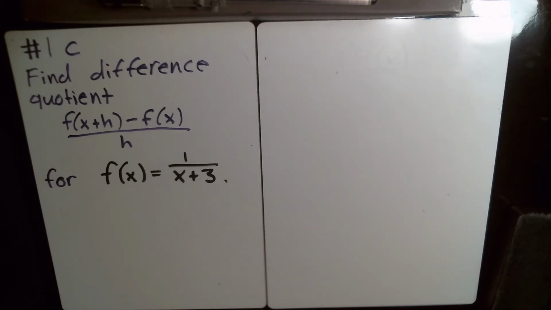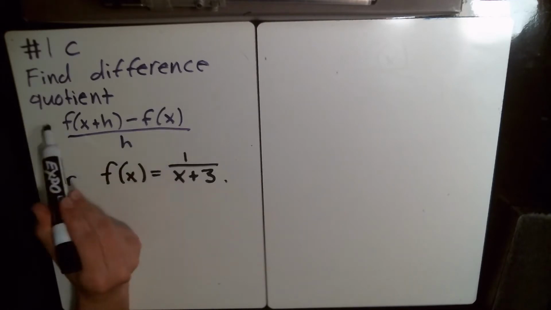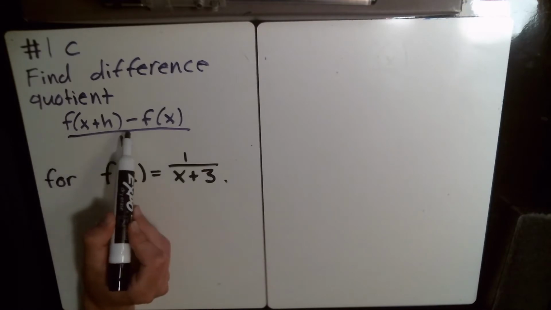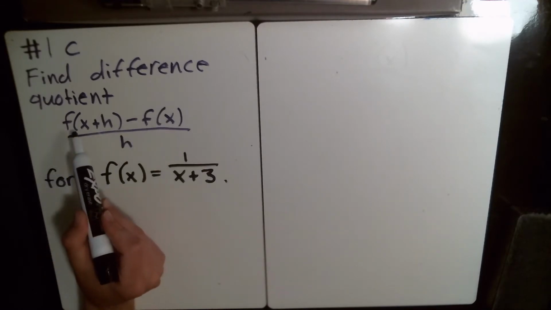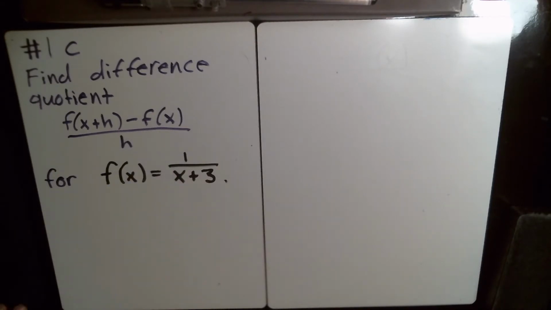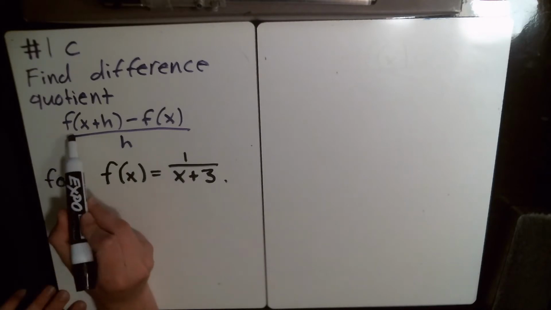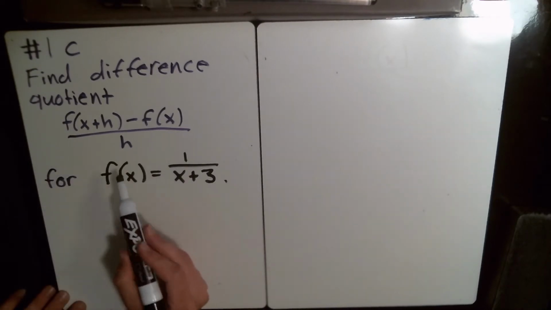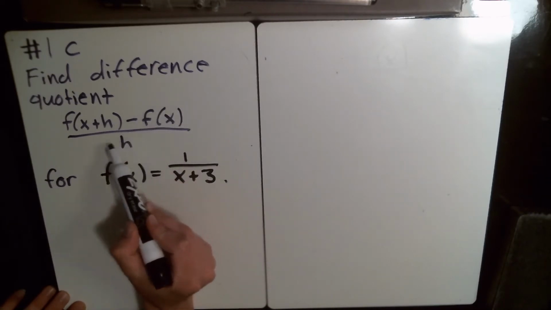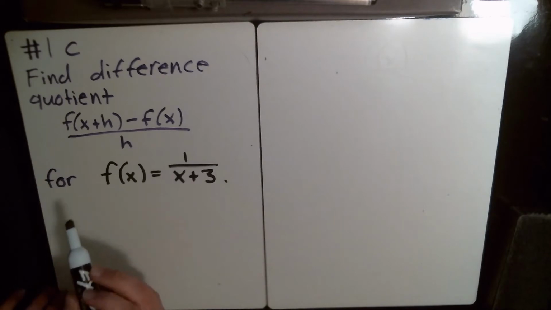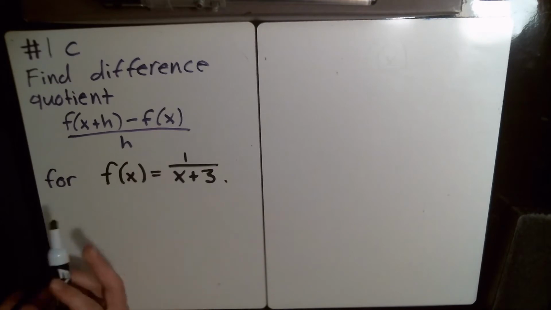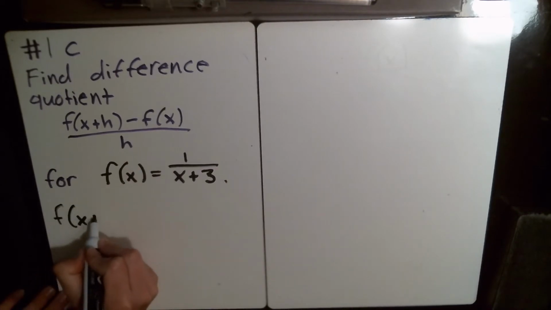Okay, now the difference quotient is this, and remember you don't need to know this, they will give it to you. We're trying to find this and simplify it. So we're trying to do f of x plus h minus f of x divided by h. Let's start by finding out what f of x plus h is. We already know what f of x is, and h is just a variable. We just need to find f of x plus h in order to use this.